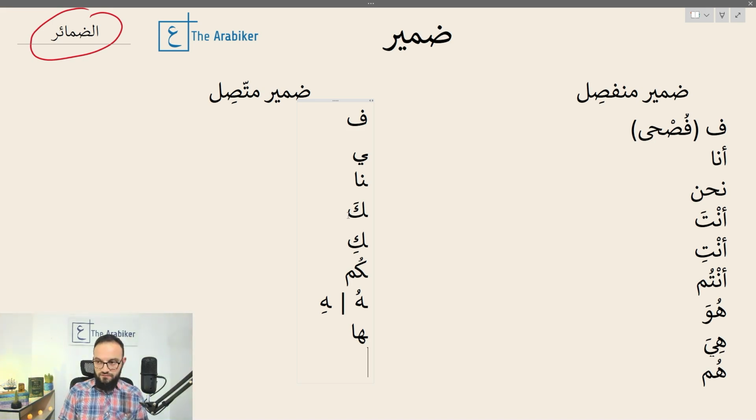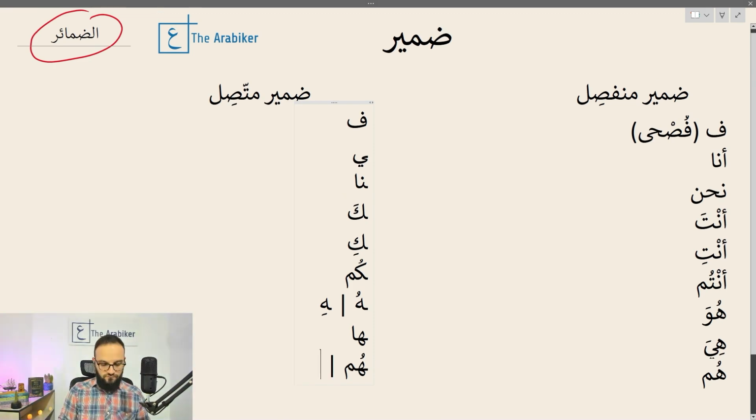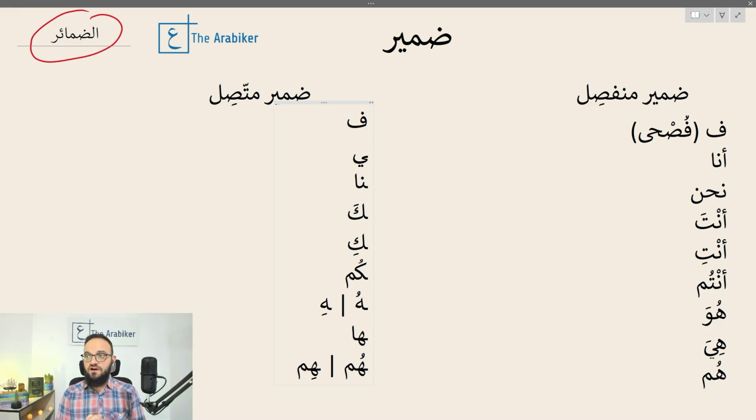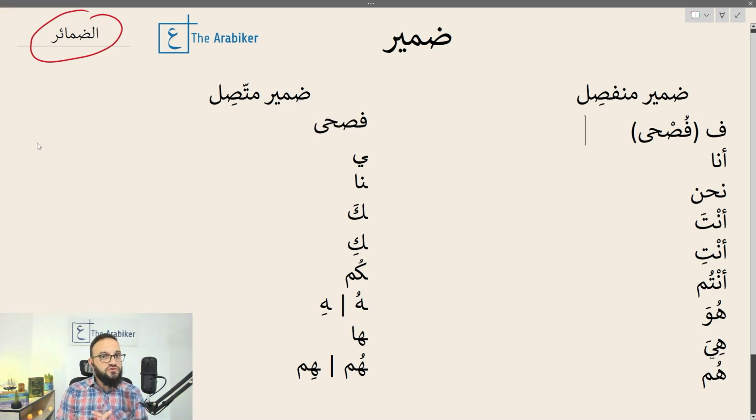Lastly, hum or him, for the same reason as we talked about hu and hi. For some phonetic reasons they become hum or him, but for now don't worry about it. So these are the Fusha version of the attached pronouns. Now for those students who are interested in spoken dialect, here are the pronouns in Jordanian Palestinian dialect.